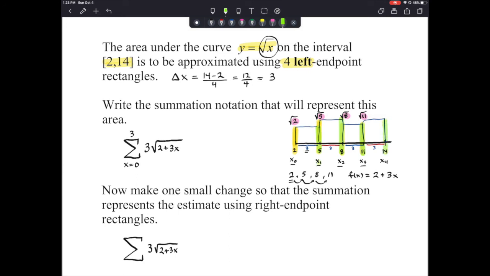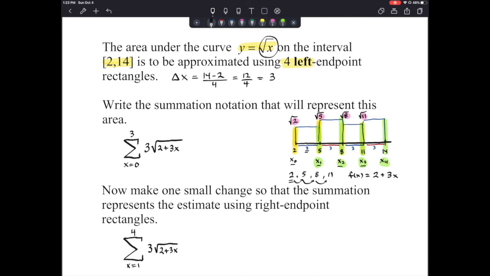So now we're going to be going from x sub 1 to x sub 4 using that same function rule. So we'll say x is equal to 1 on the bottom, and then we're going to put 4 on the top. That's the easiest way for us to change it so that we will end up getting a correct value using the right endpoint rectangles instead of the left.